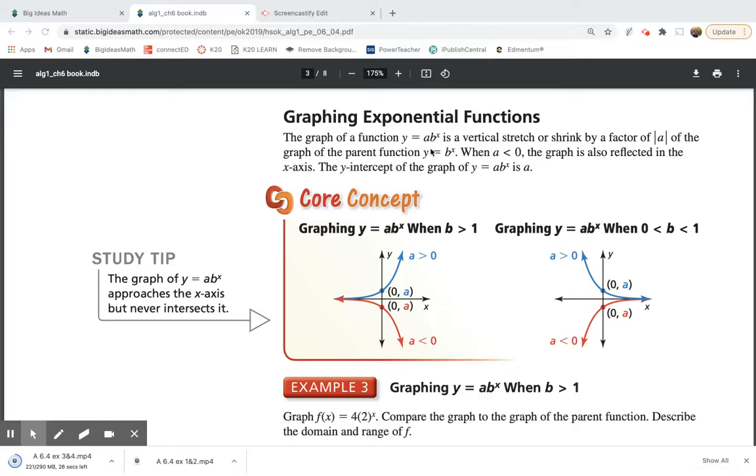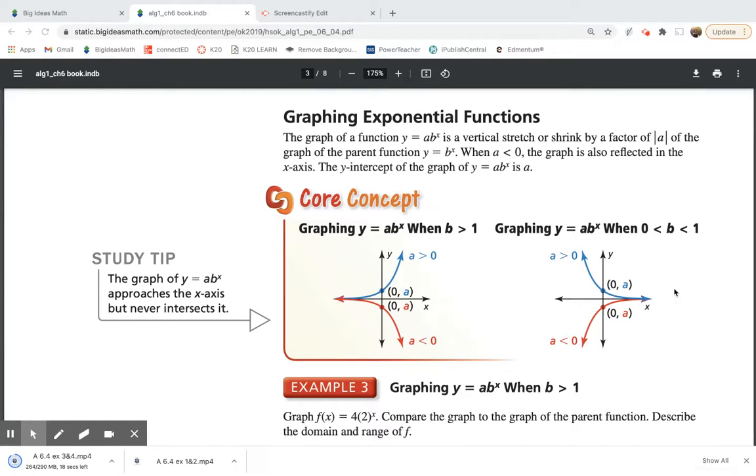Like if we go back, this graph stretched by 2 because there was a 2 being multiplied, or this graph reflected because there was a negative. That's the kind of stuff we're going to look at. A tells us what's happening. Okay, so the y-intercept of your graph will also always be the a. So that's kind of helpful because that tells us where it crosses the y-axis, at your a.